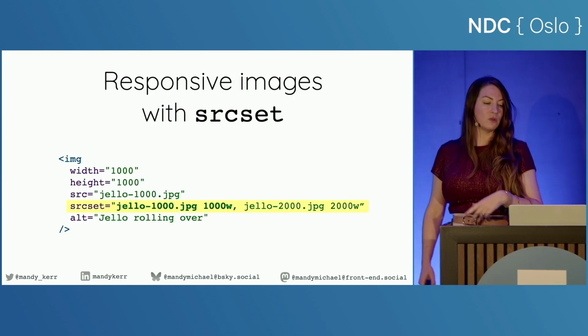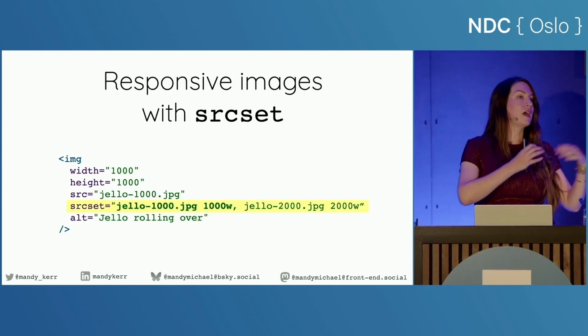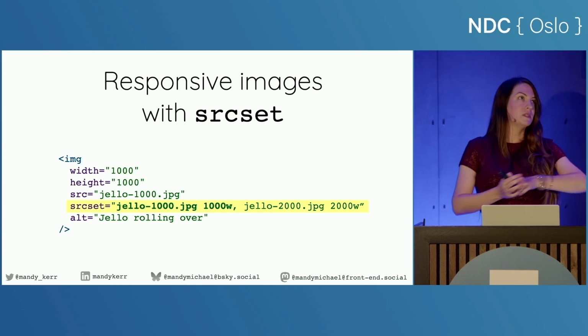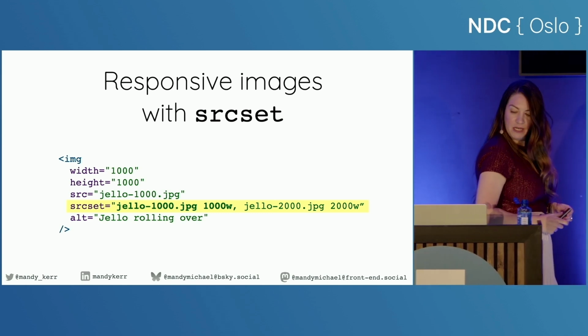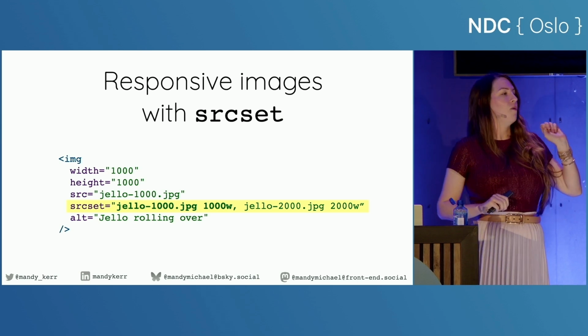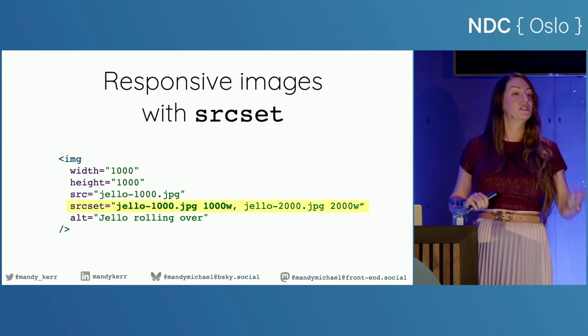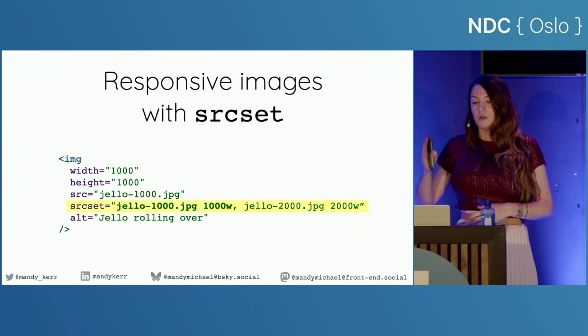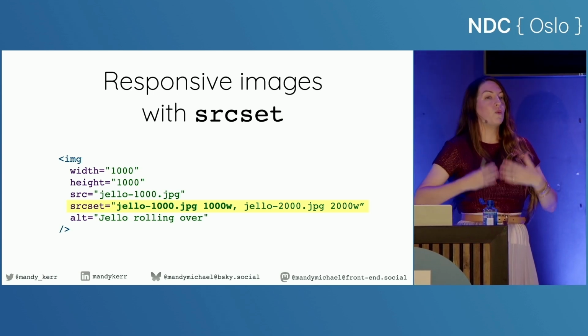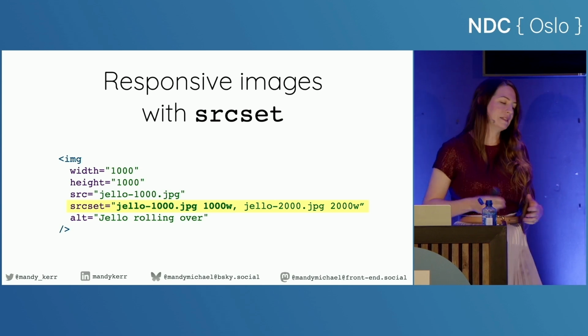And the first one is source set, which allows you to provide a comma-separated list of image file names with a width or density descriptor. So the density is the DPI of the image. In this case, I've defined two images. One, Jello 1000, which is 1000 wide, and Jello 2000, which is 2000 wide. The 1000W indicates what the width of the image is so that the browser doesn't have to download it to know what the size is.